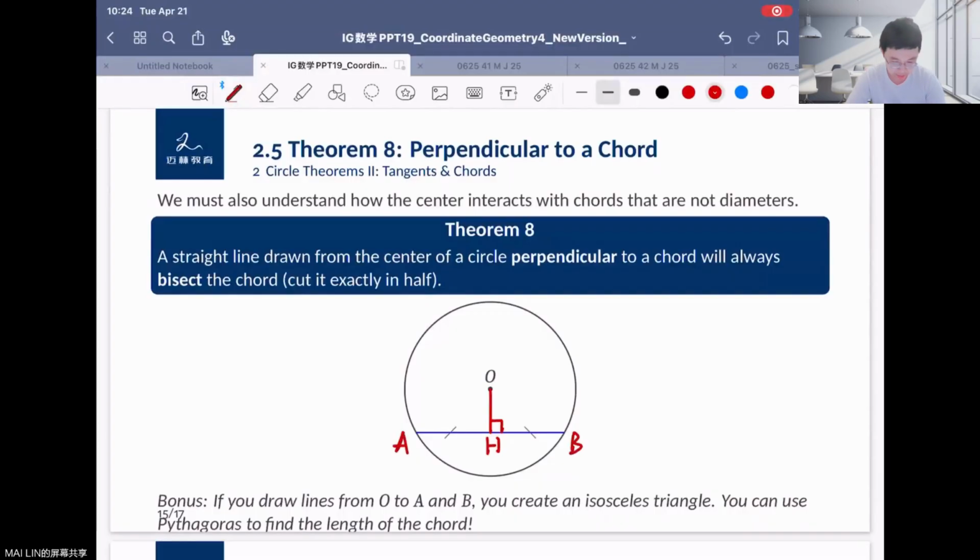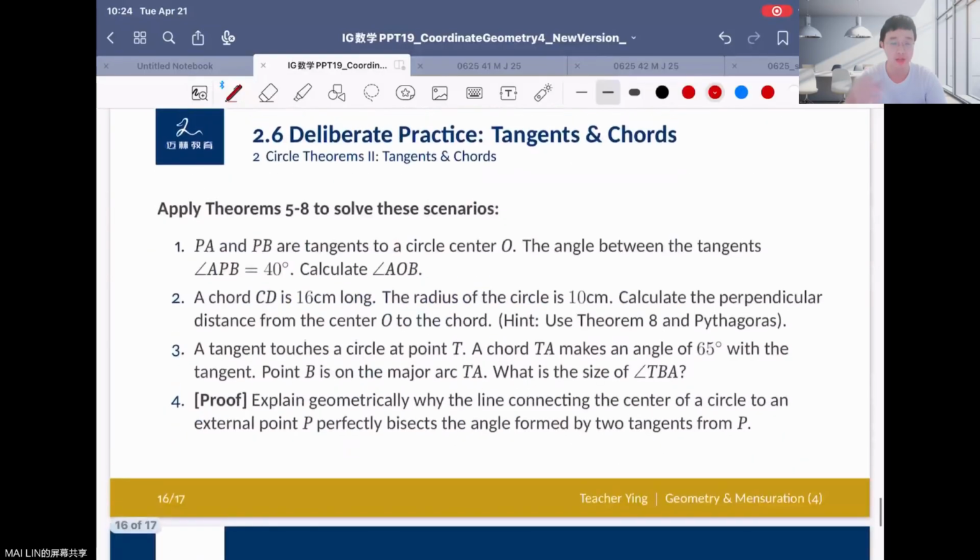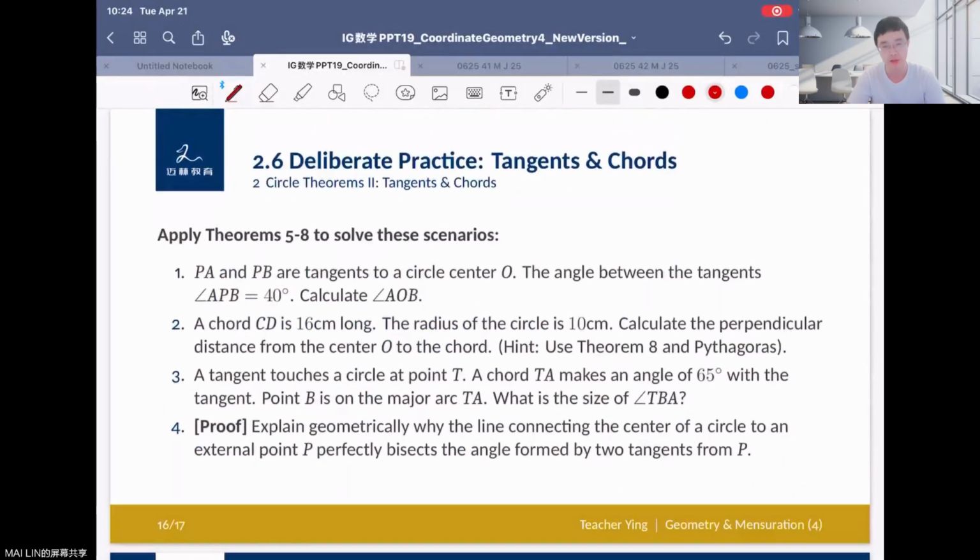Here is some deliberate practice for you. If you want to try it yourself, you can first pause the video and do it yourself. But if you want to follow along with me, you can keep going. Let's move to the first problem. PA and PB are two tangents to a circle with center O. We can draw the graph: this point is P, this is A, this is B, and this is the center O. Angle APB equals 40 degrees.